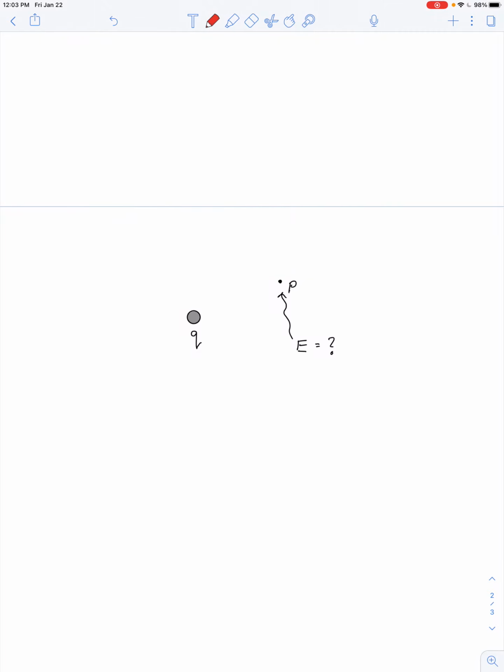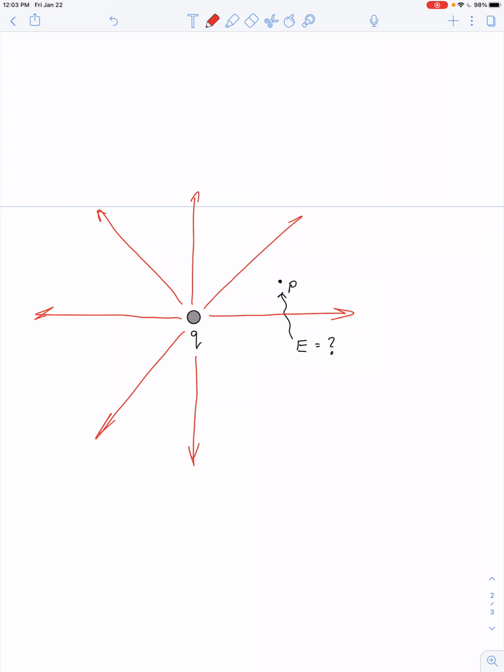So it always helps to picture what the electric field looks like. If this is a positively charged monopole, we know the electric field lines are going to radiate outward in all directions. Now there's symmetry to this electric field, but it's not uniform, right? A uniform field has to be of a singular magnitude and singular direction. Okay, so don't confuse symmetry with uniformity.